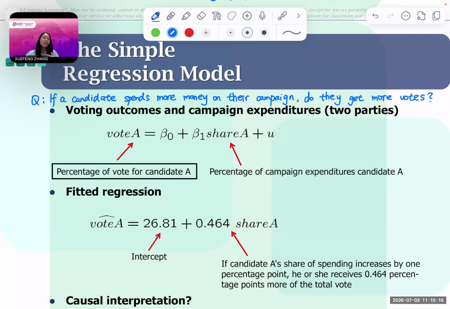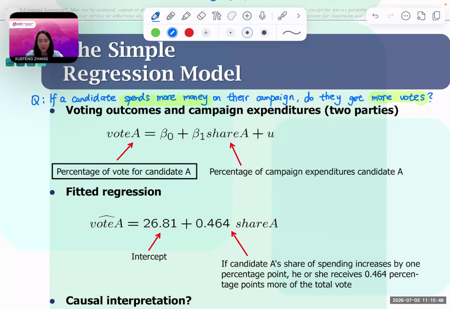The question is very important, as I mentioned earlier, okay? Your research always starts with the question, the question that you want to answer, the question that you are interested in. So here, if the candidate spends more money, more expenditure on their campaign, do they get more votes?